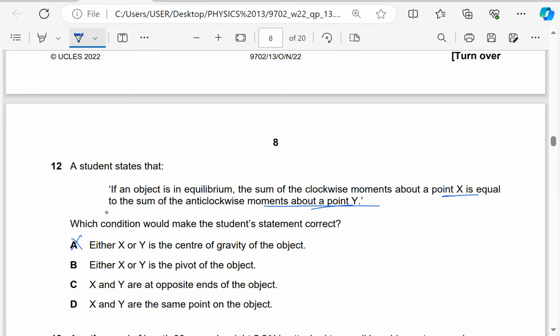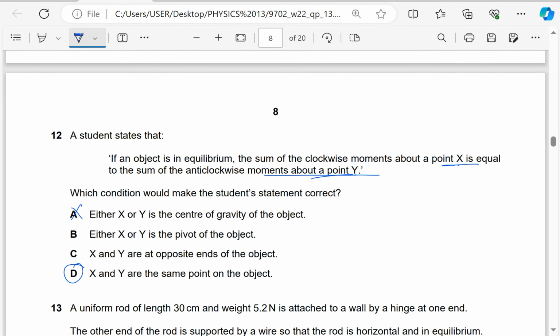That is not true. We are taking moments at X and taking moments at Y. If the principle of moments is to be valid, X and Y should be the same point. So the answer is automatically going to be D. X and Y are the same point on the object because we can't take moments at two different points and then equate them.